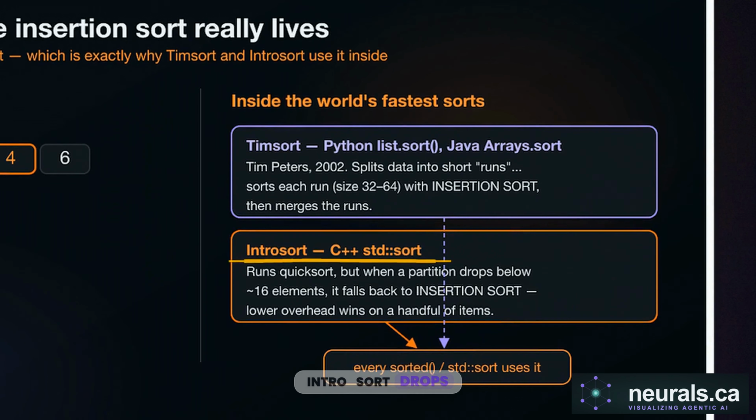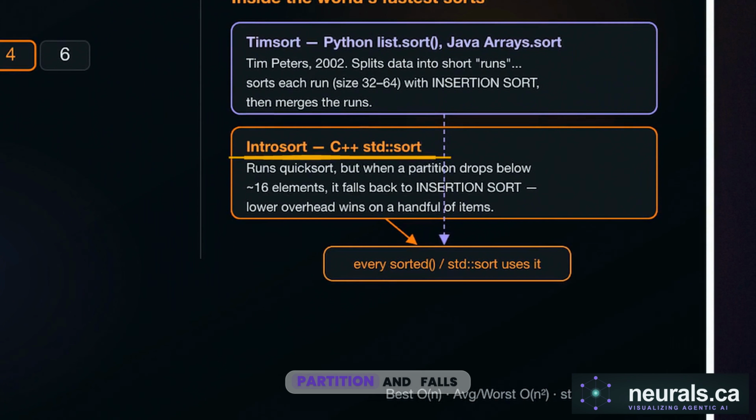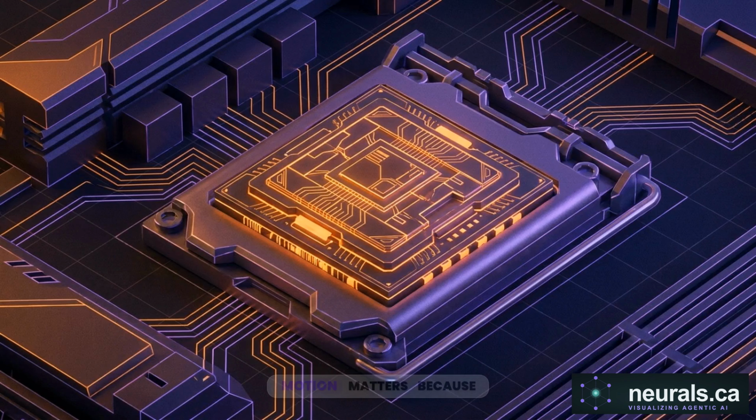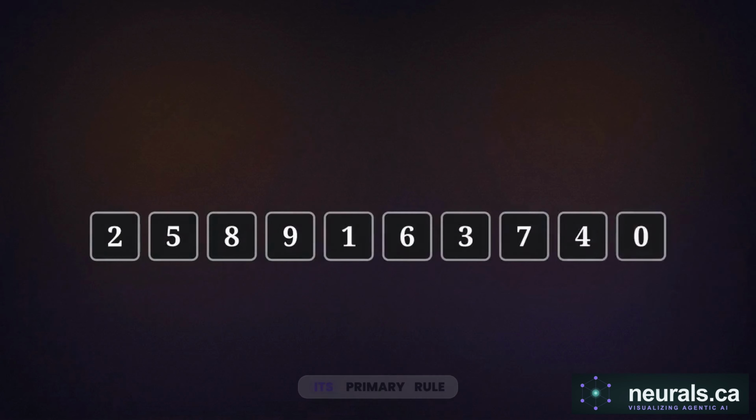Below, C++ introsort drops below a 16-element partition and falls back to insertion sort. Understanding this physical card sorting motion matters because it is the actual computational engine doing the close quarters work in the hybrid systems we use every day. To see how it handles that work, we have to look at its primary rule.